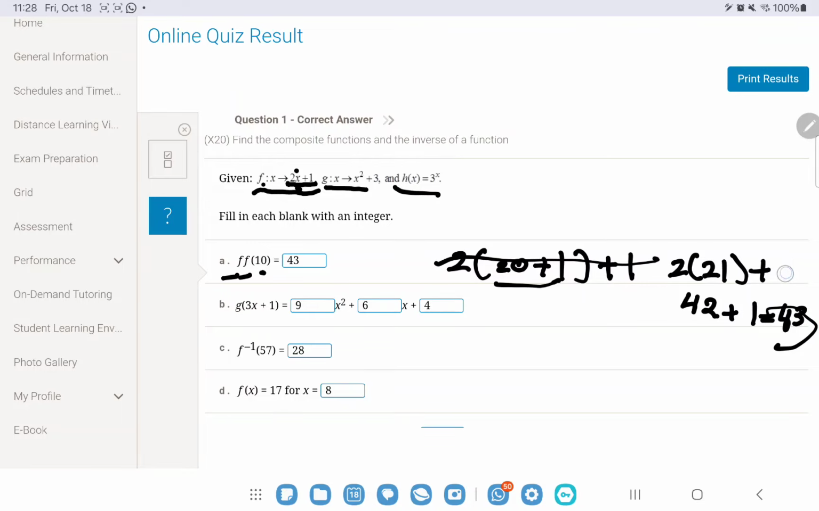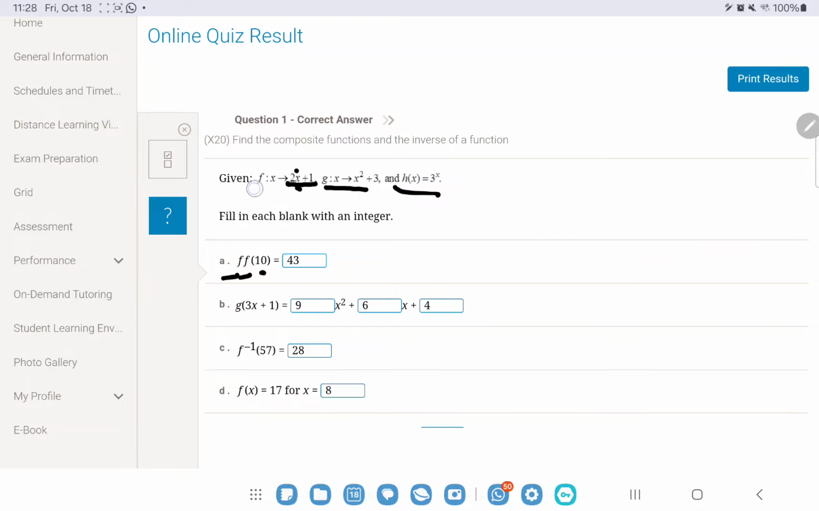Now, on to part B. It's telling us that you have g of 3x plus 1. So that means when you have an x, replace this with the x in g. So we need to put it like this. So 3x, that's not an x, 3x plus 1 squared plus 3. Wait, no, sorry. Yeah. 3x plus 1, plus 3.